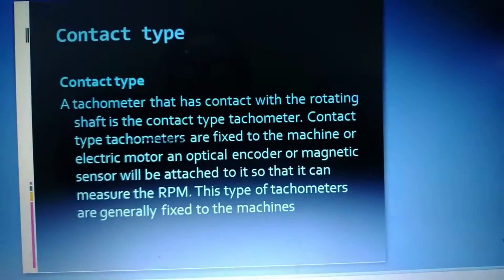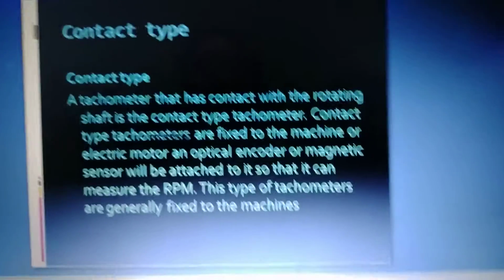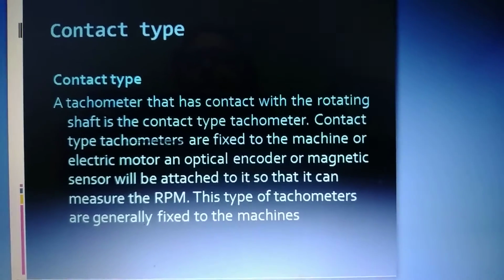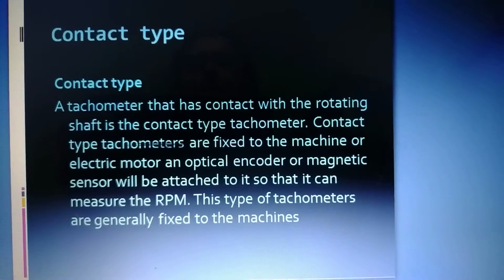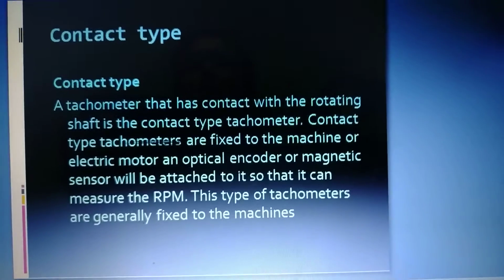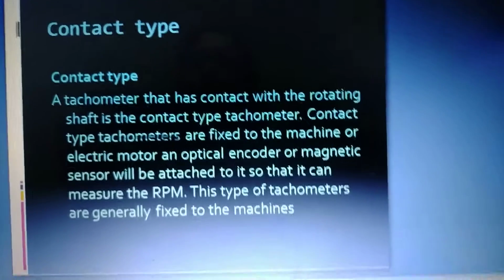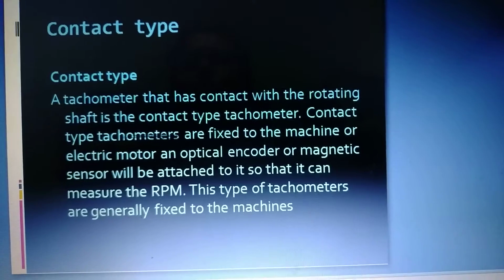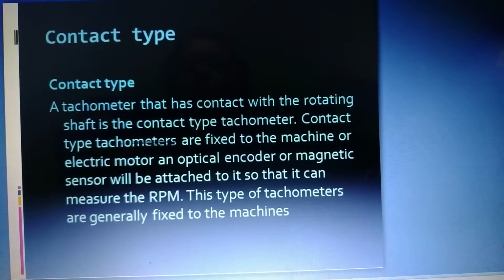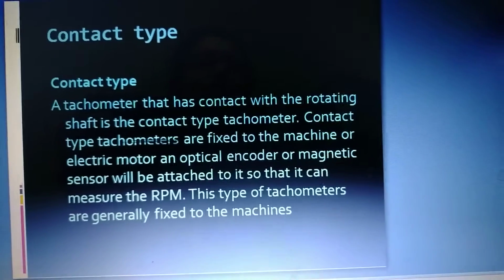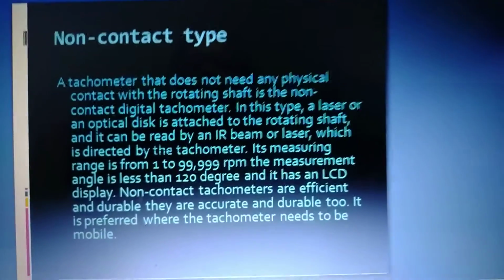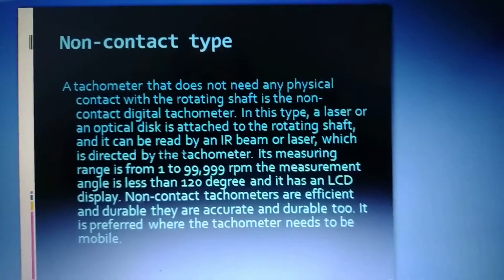Now let's see contact type tachometers. This is a tachometer that has contact with the rotating shaft. Contact type tachometers are fixed to the machine or electric motor, and an optical encoder or a magnetic sensor is attached to it. It can measure the RPM directly. This type of tachometer is generally fixed to the machine. Contact means it can attach to the machine. What does non-contact mean? It is not attached at all.